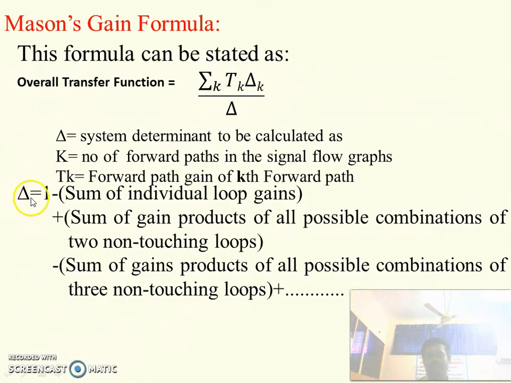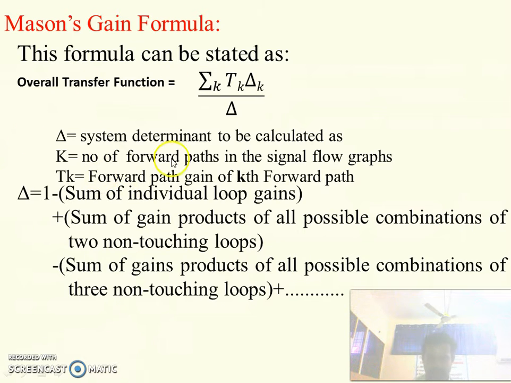Then what is delta? Delta is equal to 1 minus the sum of individual loop gains, plus the sum of gain products of all possible combinations of two non-touching loops, minus the sum of gain products of all possible combinations of three non-touching loops, plus the sum of gain products of all possible combinations of four non-touching loops, etc.